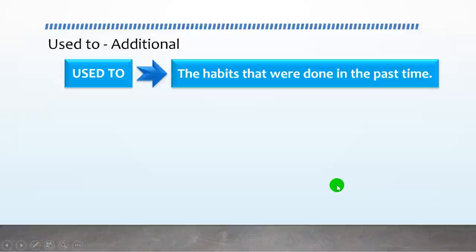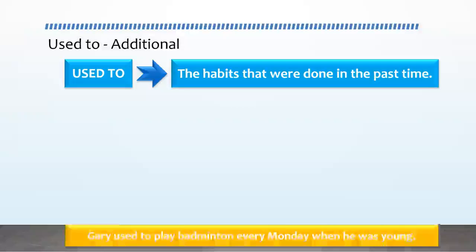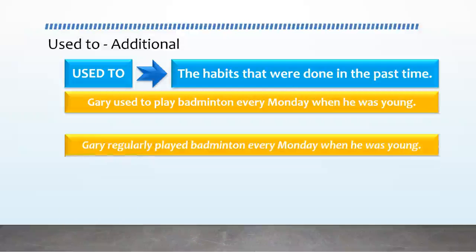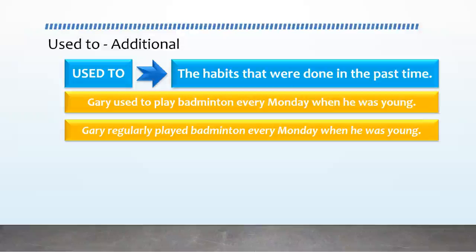Well, "used to" is for habits that were done in the past. "Gary used to play badminton every Monday when he was young." What does it mean? It means that Gary regularly played badminton every Monday when he was young. From this sentence, we know for sure that that was the habit of Gary. So Gary played badminton every Monday, even though there is no information about whether Gary is still playing badminton or not.